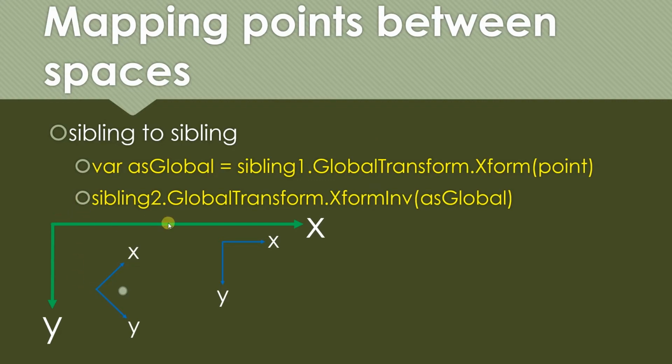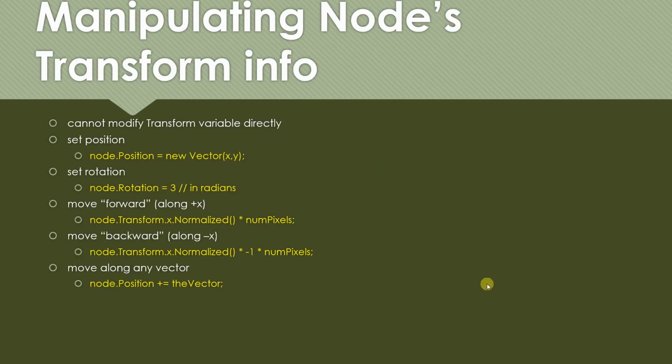We get it relative to the global, and then for sibling 2 is this guy, sibling 1 is this guy. We get his global transform, and we do the inverse of it, passing in the point. Pause this a little bit, let it sink in. I'm sure you'll get it. All right, so how do you?